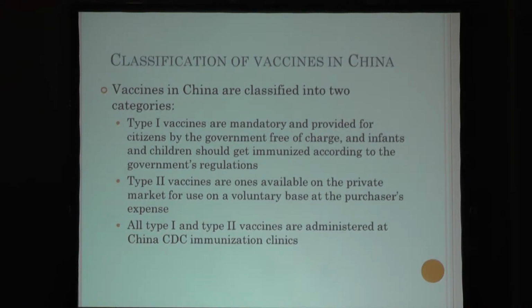Because this is related to vaccine, for those of you not familiar with vaccine in China, there are two types of vaccines in China, type 1 and type 2. Type 1 vaccines are mandatory and provided for children by the government free of charge. Type 2 vaccines are basically voluntary, and people have to pay out of their own pocket. All type 1 and type 2 vaccines are administered at China CDC immunization clinics.